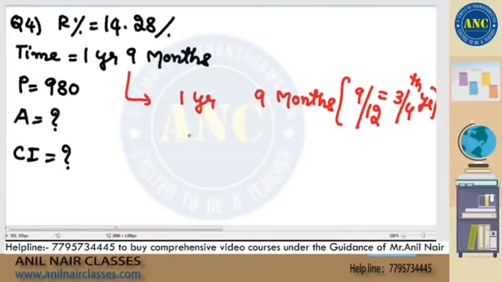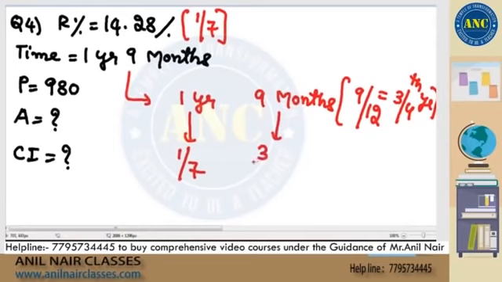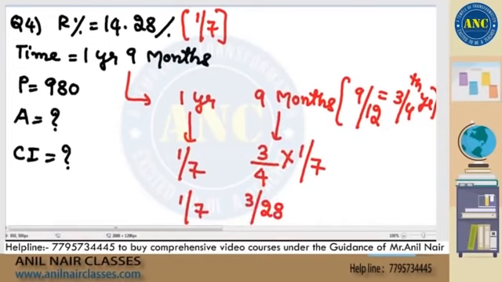For the first year, 14.28 percent is 1 by 7. But for the second year, it is not 12 months, it is 3/4 of a year. For the entire year, it is 1/7. So 3/4 of a year is 3 by 4 into 1/7, which is 3 by 28.